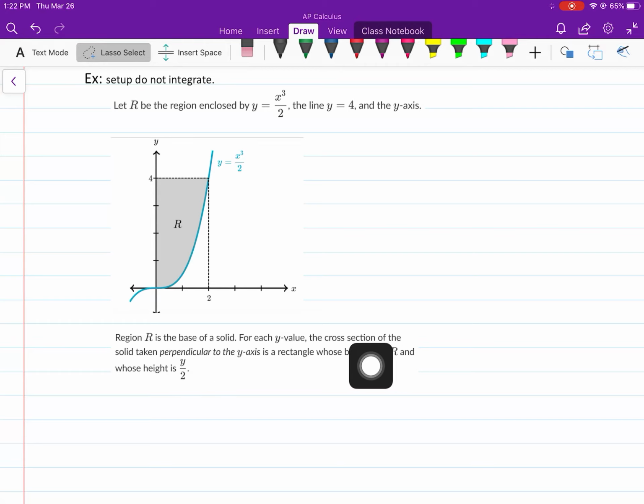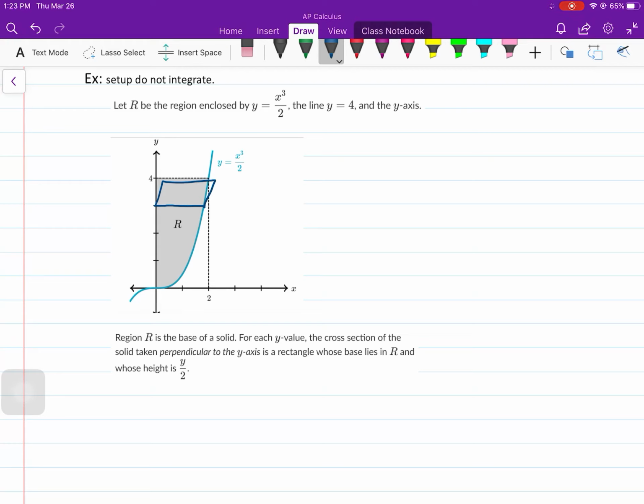For each y value, the cross-section of the solid taken perpendicular to the y-axis, so we are perpendicular to the y-axis, is a rectangle whose base lies in R and whose height is y over 2. This is pretty similar to our past example. So we have a rectangle perpendicular now to the y-axis, so it's going to lie like that. So you can picture a rectangle. I'm much better at drawing these rectangles.